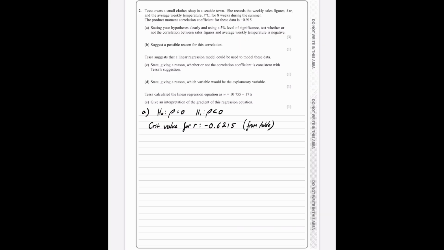Now it tells us that the product moment correlation coefficient is negative 0.915. That is less than the critical value. Essentially, there's more of a correlation here than we need to change our minds, and we can therefore reject the null hypothesis. Accept the alternative hypothesis: yes, there is evidence of a negative correlation.